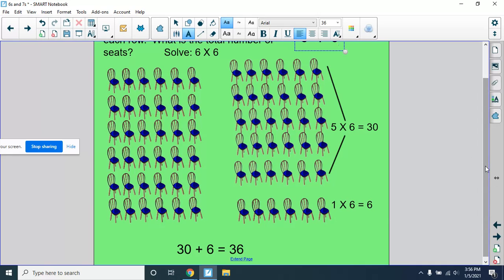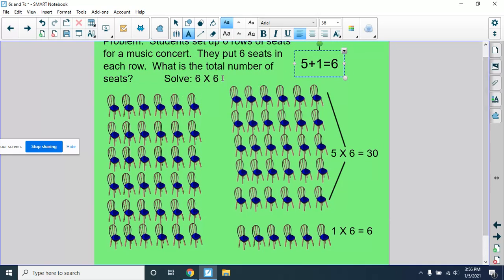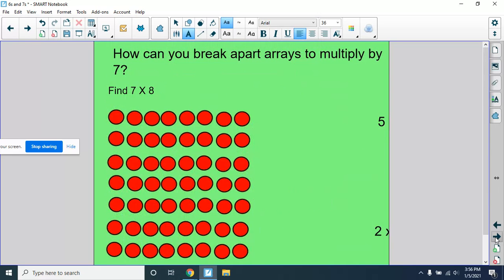Now, one thing you have to remember too is that either of these factors can be broken apart. So just because we're looking at 6 first doesn't mean whatever the factor is that's second can't be broken apart. And in this example, it just happens to be 6 times 6. So what about our 7s? How can you break apart arrays to multiply by 7?